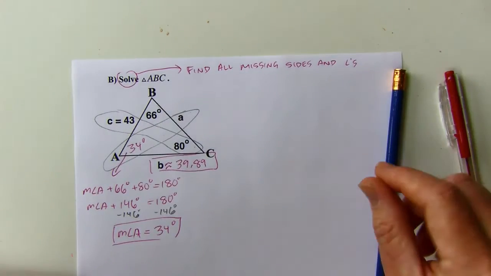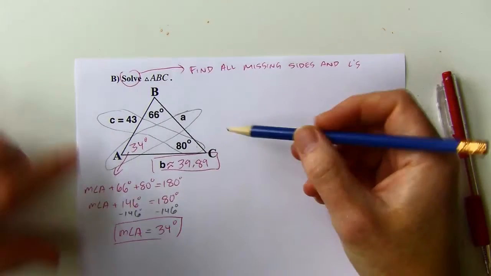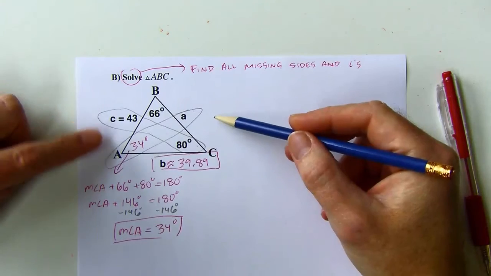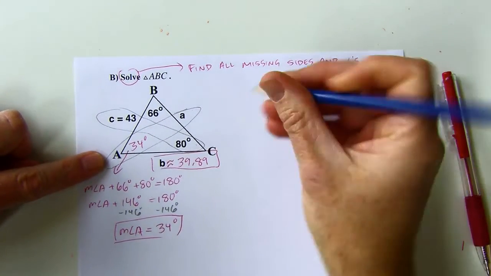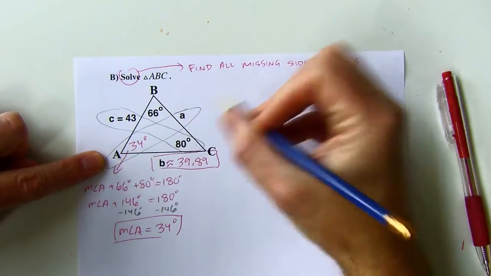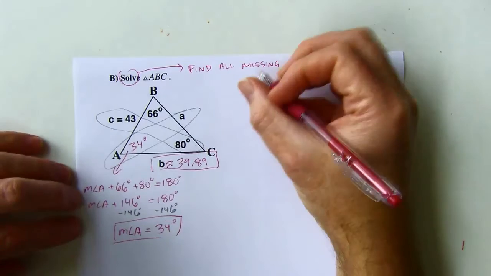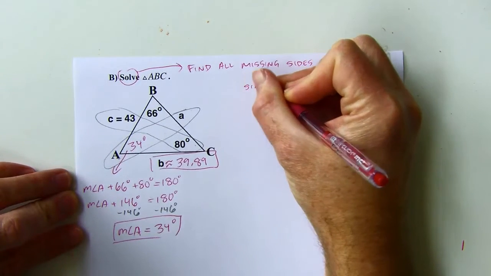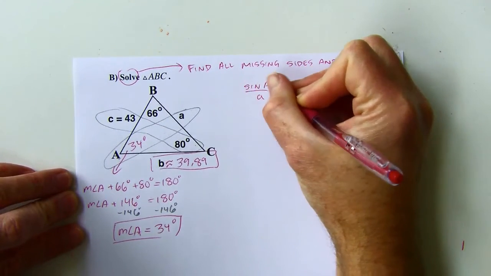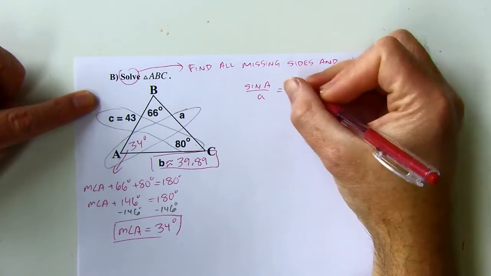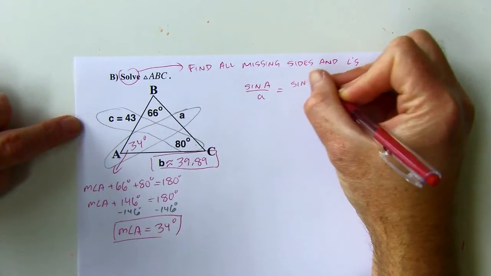The bell rang and I got interrupted there. But I was about to use the law of sines to find side A. So I'm going to use part of the law of sines. I'm going to say the sine of A over side A is going to equal, and I'm going to use the C's, sine of angle C over side C.